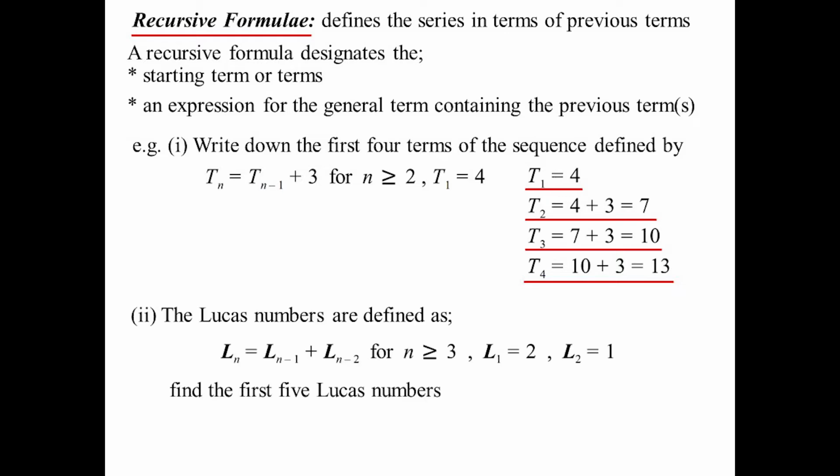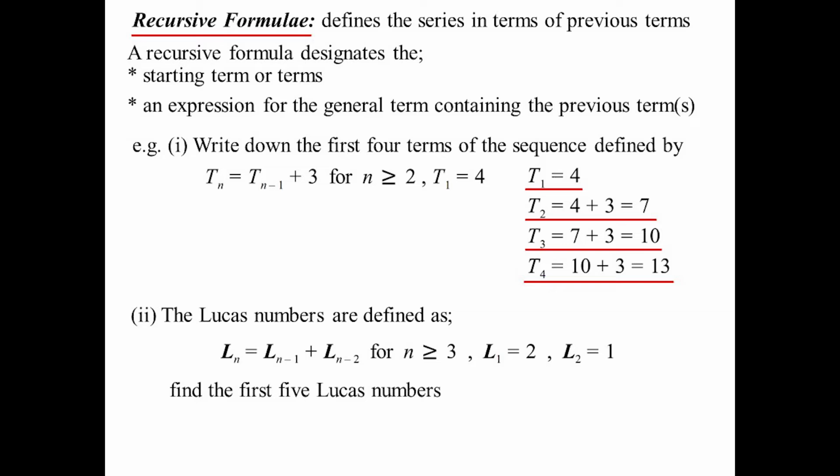Lucas numbers are very interesting. You've probably heard of Fibonacci numbers. Lucas numbers are very similar. And you'll see it's got the same sort of pattern as a Fibonacci number. To get any particular number, you add the two previous ones together, which is exactly what you do with Fibonacci as well. But in this case, the starting numbers are different.